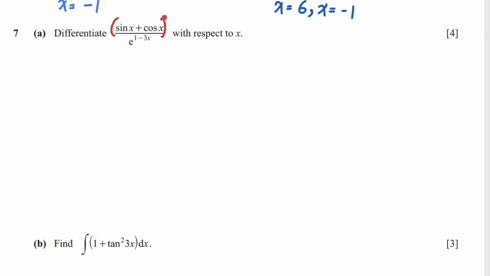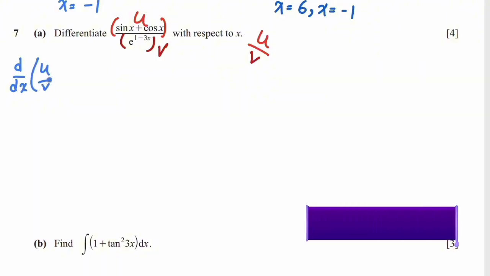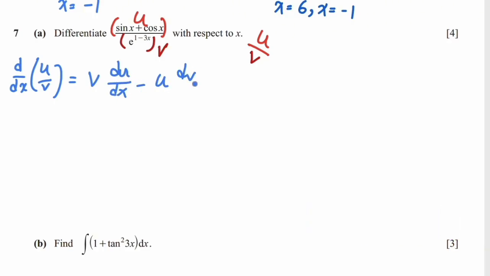Now, differentiation. Our good old friend. Let's consider this as u and let's consider this as v. So basically we have u over v. Now let's recall, how do we differentiate something that is a fraction? Yes, we use the quotient rule, that is v du dx minus u dv dx over v squared.